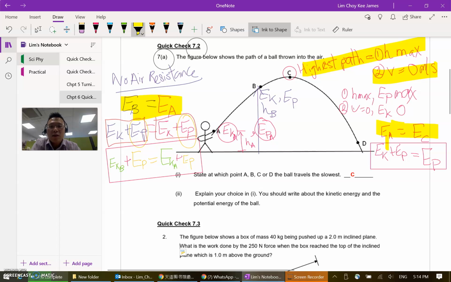With this, this is the end of this particular question 7a. In the meantime, if you have not done your quick check 7.2, please finish up the question, and if you have done it, you can proceed on to quick check 7.3 to see what are the possible gaps that you are facing.